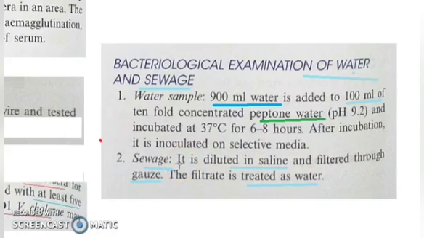Sewage, just dilute the sewage. Then you filter the sewage, then use it as water in the water test. This is the same test. You got it right. You will take the sewage, dilute it, filter it, then treat it as water itself and do this test, peptone water. Okay.